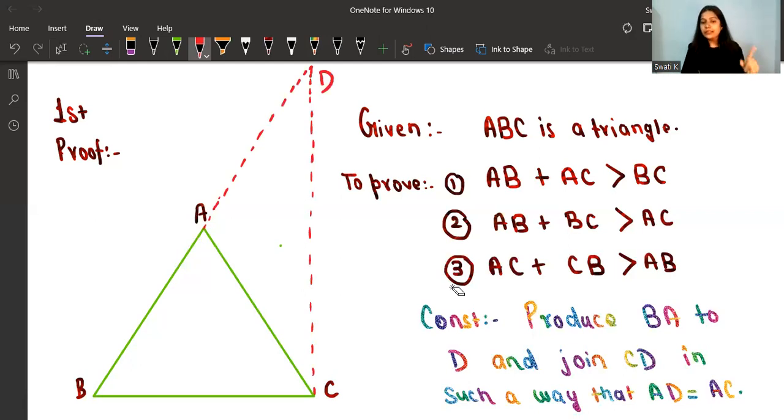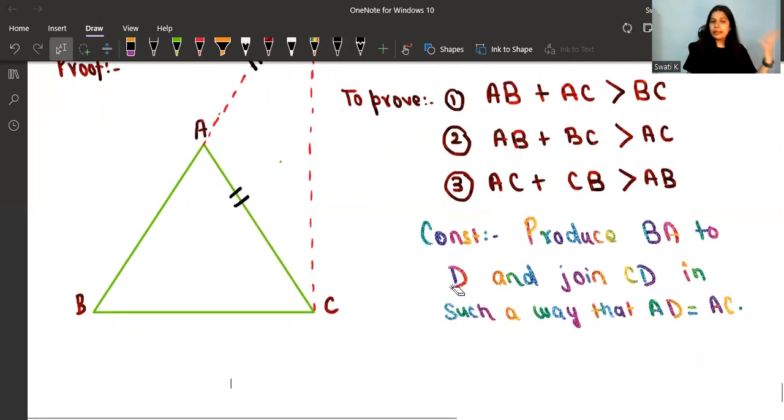And what we have done here, we have produced BA to D in such a way that the length of AD equals the length of AC. This is what we have done here. Now let's get started with the proof. We are done with the construction. We have written the given part. We have also written what we have to prove. So now we can start with the proof.